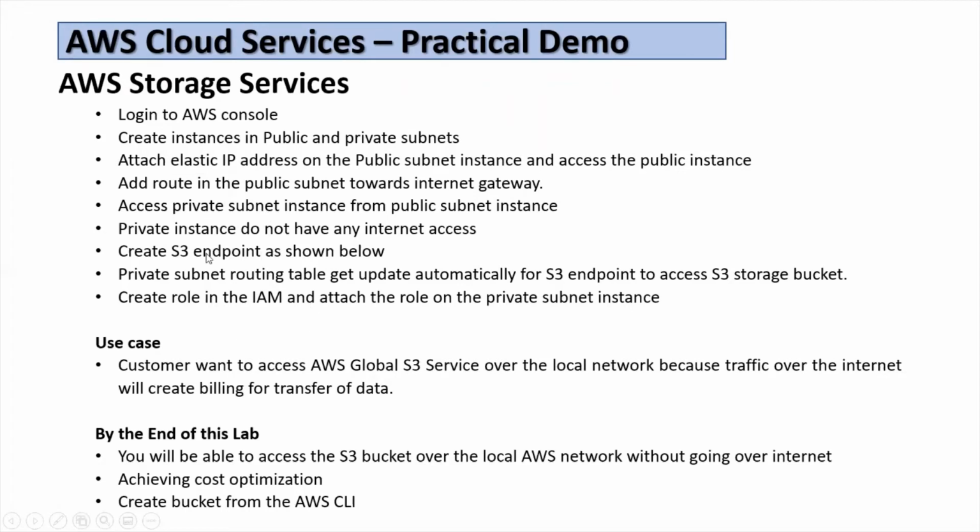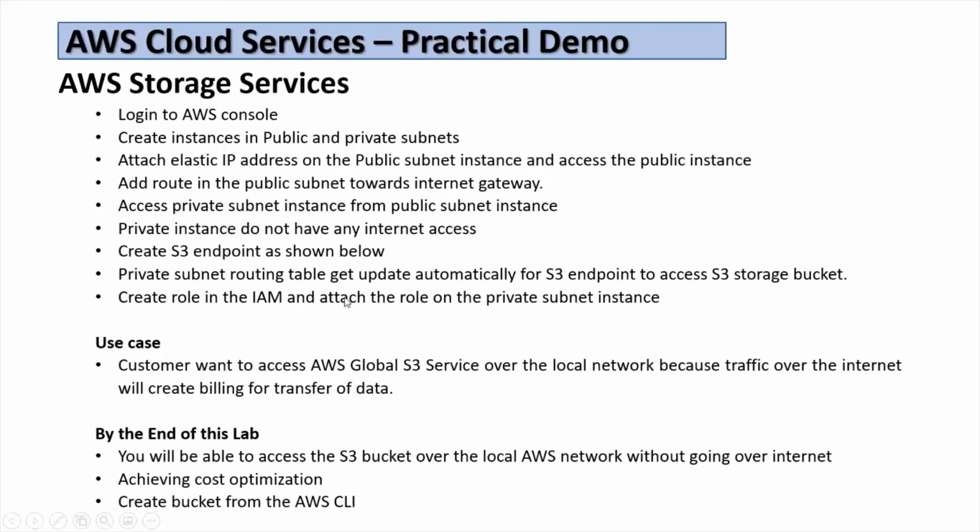So we will enable the S3 endpoint, and this S3 endpoint will automatically be attached to the private subnet. Then we also have to create an IAM role and attach that to the private subnet instance, so that it can access this S3 bucket privately over the local network in AWS. In this case, the traffic will not move towards the internet. It will stay local, and you will not be charged for that.